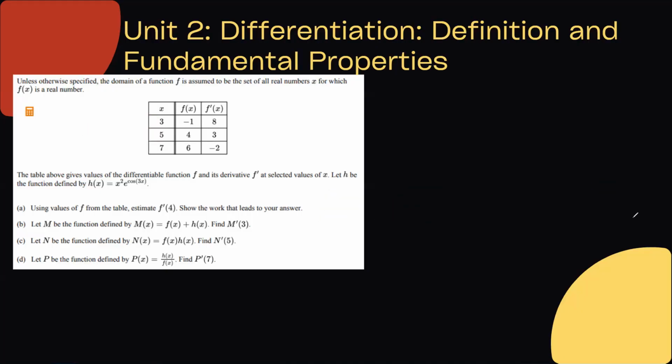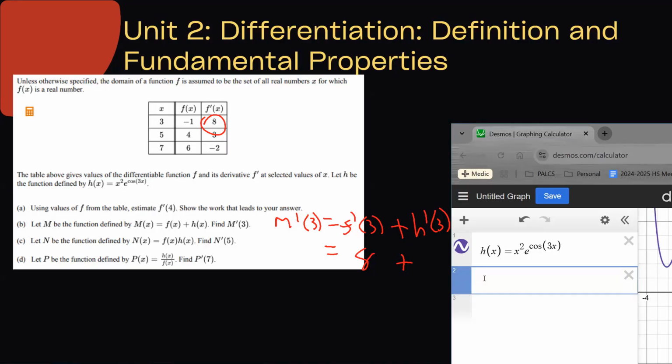Let m be the function defined by m equals f plus h. Find m prime of 3. So m prime of 3 is going to be f prime of 3 plus h prime of 3. F prime of 3 is 8. And then to get h prime of 3, this is where the calculator would come in. Here we have h in Desmos, so if I just type in h prime of 3, you get negative 2.06149, and so on.